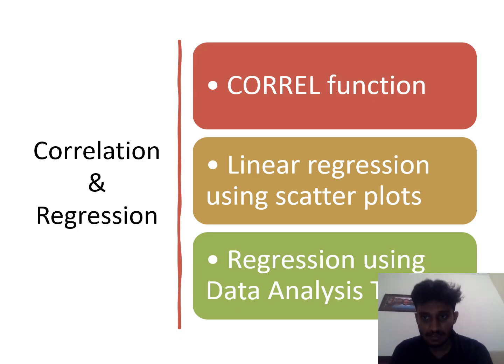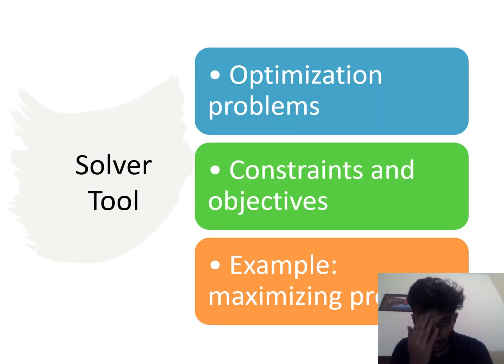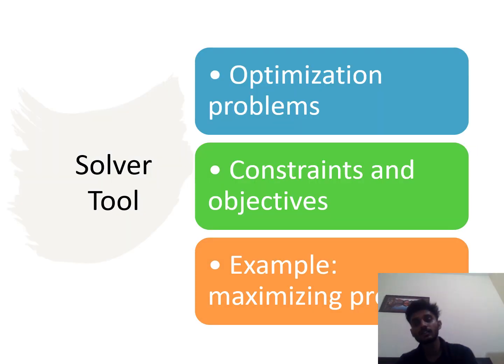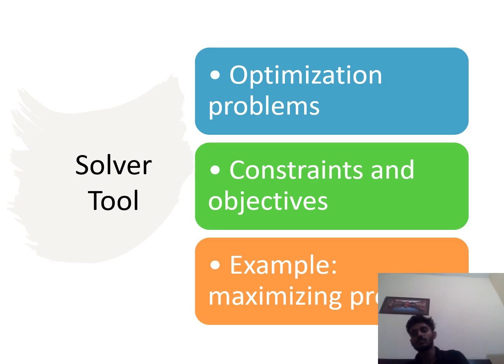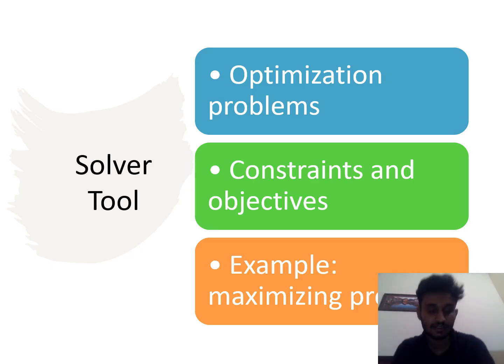Now we discuss slide number 15. Slide number 15 is Solver tools. There are three important points. First point is optimization problems. Second point is constraints and objectives. Third point is example: maximizing products. Now we discuss all the points in detail.